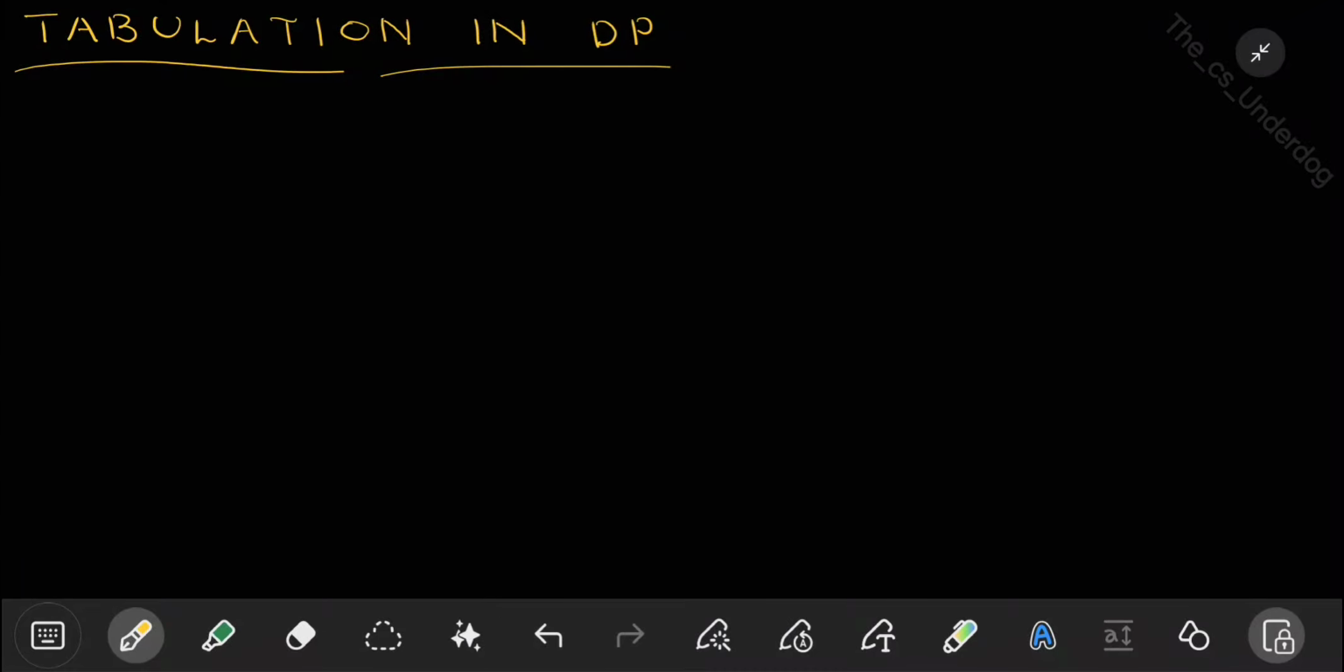Tabulation in dynamic programming. Tabulation is a fundamental technique used in dynamic programming to solve problems efficiently by breaking them down into smaller subproblems. What do you do in tabulation? You will store the results of expensive function calls in a table, and whenever you want to make the same function call with the same input value, you will reuse the result in the table instead of computing again. This is what you are going to do in tabulation.